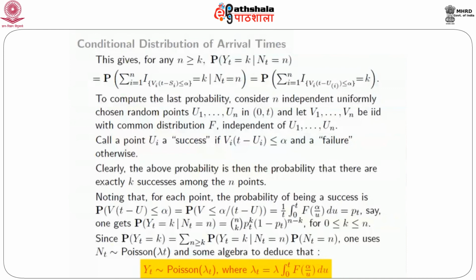So you can write this. We have already obtained the conditional probability, and the probability N_t equal to n, we know, is the Poisson lambda t probability mass function at n. So one can write this down, do some algebra, and one can easily deduce that once you compute probability Y_t equal to k for any k greater than or equal to 0, it will turn out that the distribution of Y_t is again a Poisson distribution with parameter lambda_t, where lambda_t turns out to be this quantity, lambda times the integral from 0 to t of capital F of alpha over u du. So this is again another application of that fact, that conditional on there being exactly n arrivals up to time t, the sequence of these n successive arrival times behaves like the order statistics based on n IID uniform random variables from 0 to t.